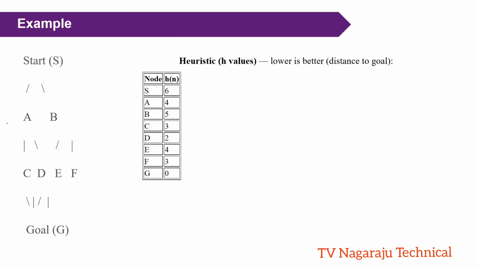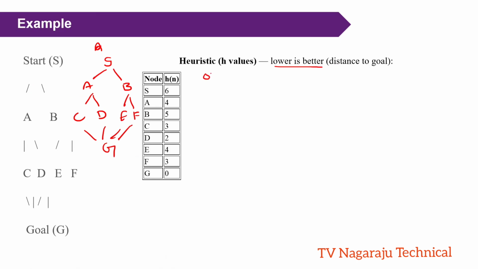Now, suppose this is the graph. What is the graph? Starting is S, which leads to A and B, A leads to C and D, B leads to E and F. Now, all of them reach the goal. Okay, these are the different nodes. And h(n) represents the heuristic value of each and every vertex. Here, my assumption is that a lower heuristic value is the best one.